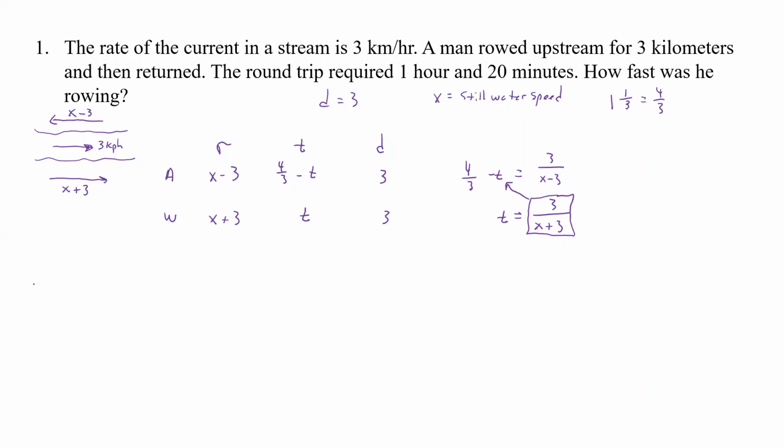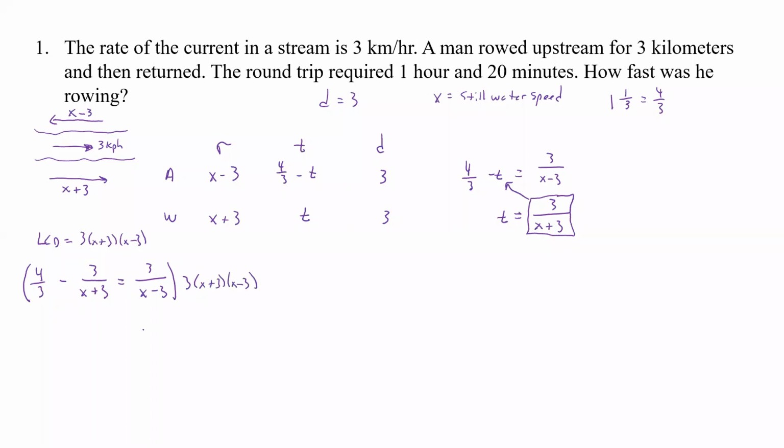Okay, so let's go down here. So we have 4/3 minus, now we have that 3 over x plus 3 equals, and then we have 3 over x minus 3. Okay. Now this is just a bunch of rational expressions, and so we know that if we multiply by the LCD, well, what is the LCD here? Well, LCD is 3 times x plus 3 times x minus 3. And so we're going to multiply this by that as well.